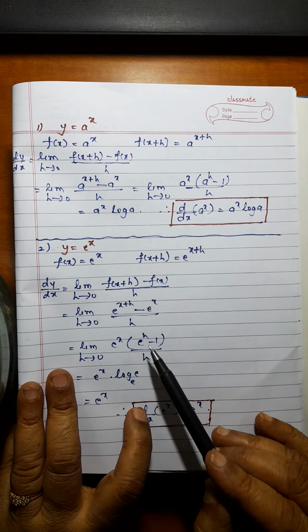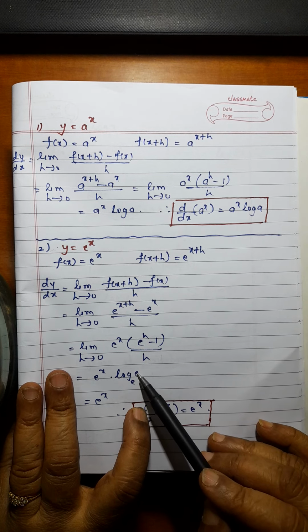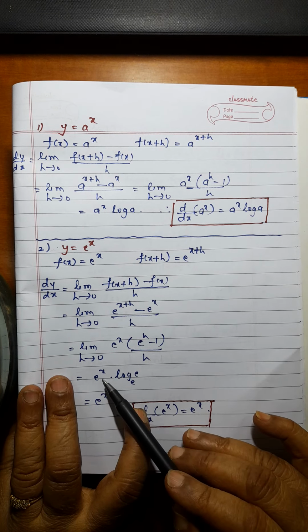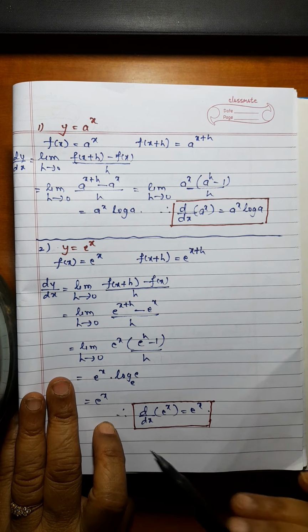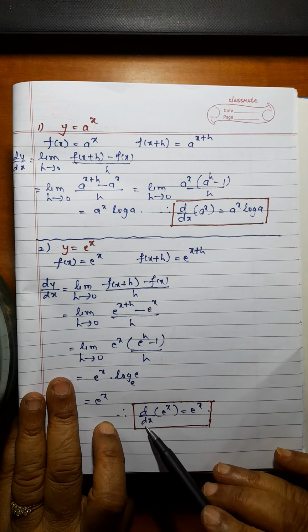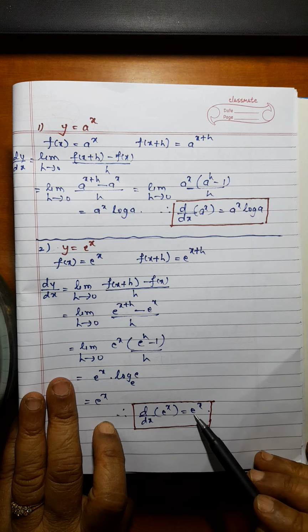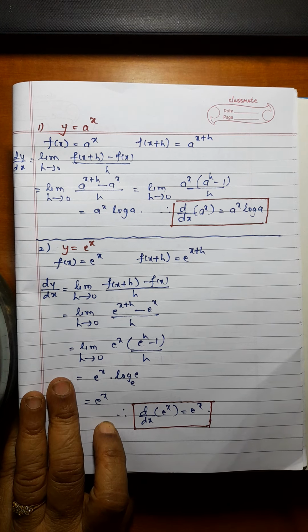e raised to x outside. This is nothing but log of e to the base e, and e raised to x is there. Log of e to the base e is 1. So the answer is e raised to x. So you have to remember this formula: d by dx of e raised to x is e raised to x. You have to remember this formula and this formula.